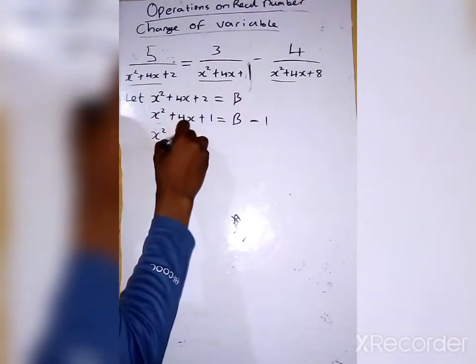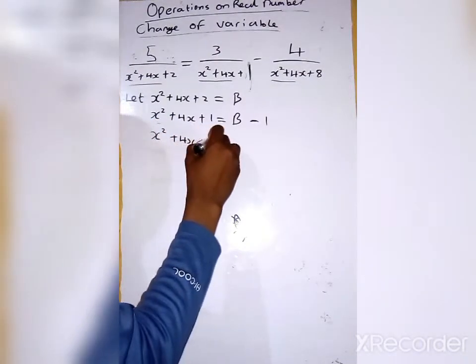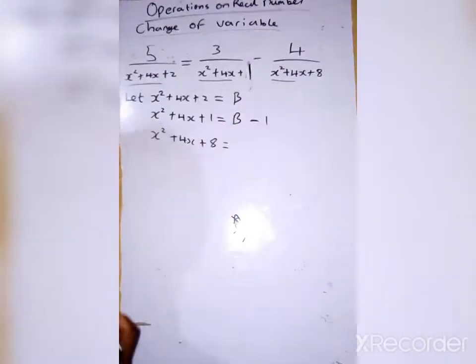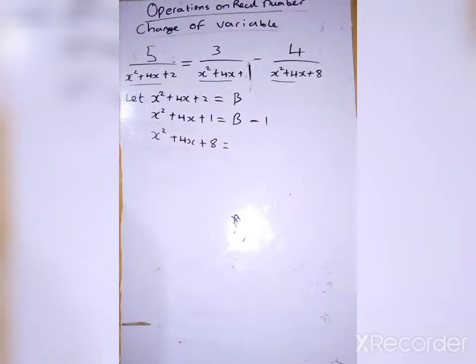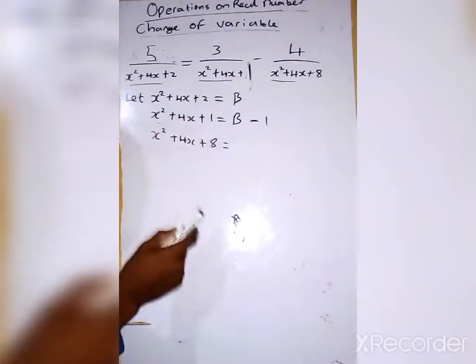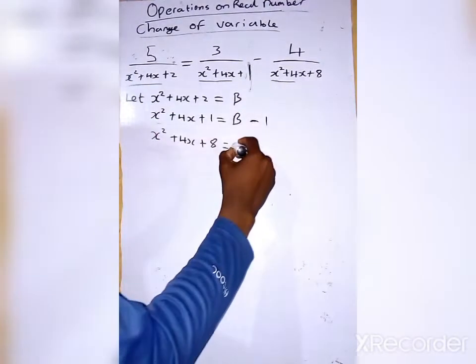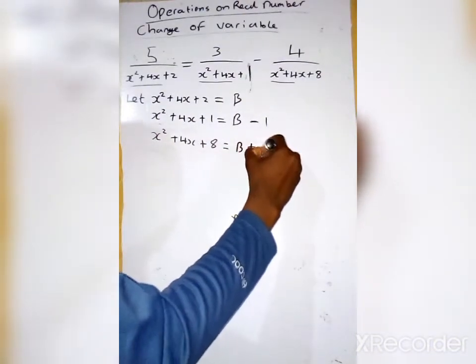So the third equation is x squared plus 4x plus 8. We make sure that b is common to all the equations. Now the last one we have plus 8 and here we have 2. So what are we going to do now? Adding 6 to these two will give us 8. So this one now will be b plus 6.